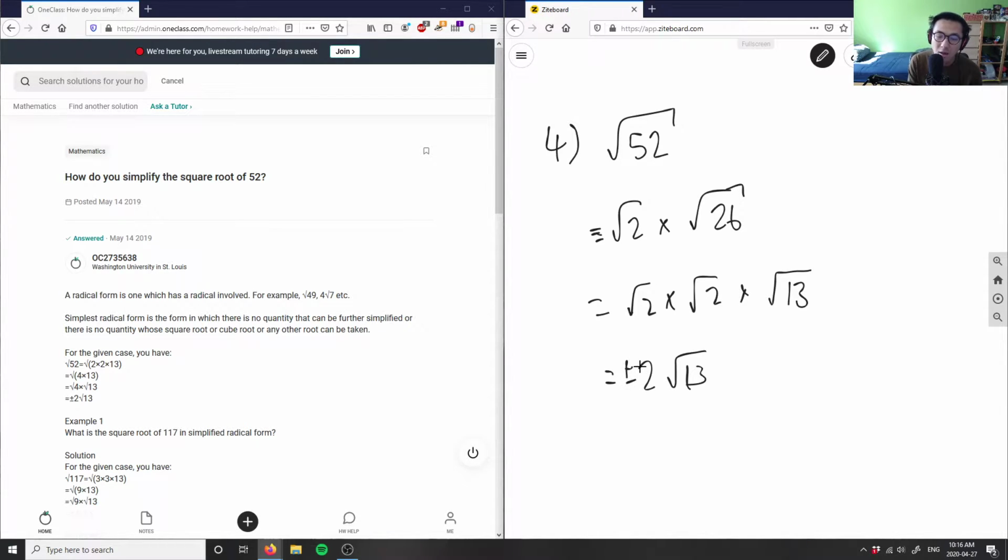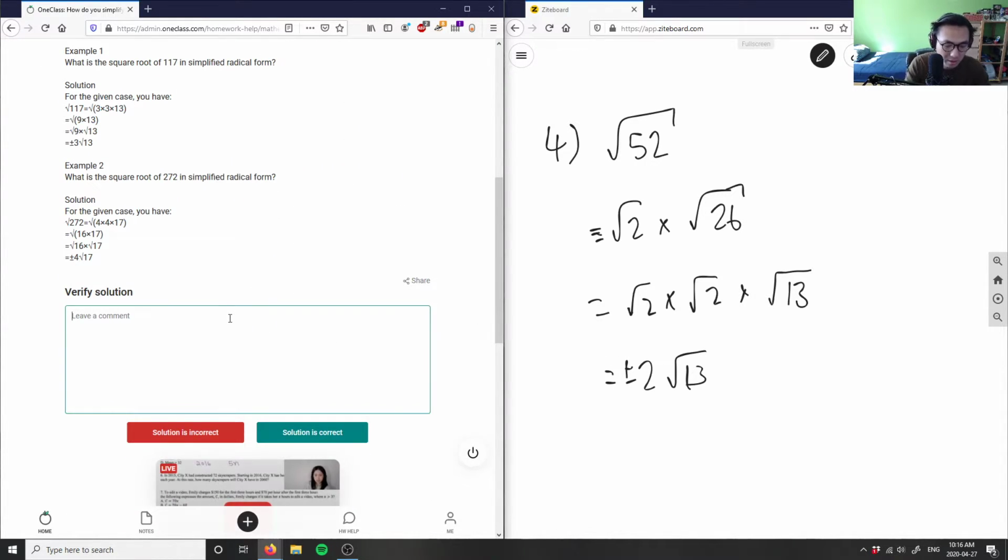Plus or minus 2 root 13 here is my correct answer. And as you can see, this here is the correct answer as well. They did the exact same thing, and they broke it down to 2, 2, and 13, which is what I did here. And they simplified root 2 times root 2 as simply 2. So this here is a correct answer. Great answer, great solution and analysis here. So the solution is correct.